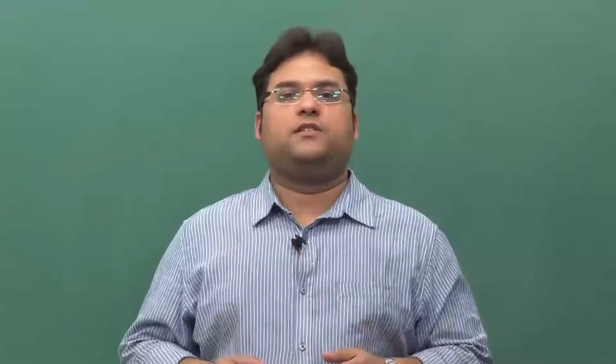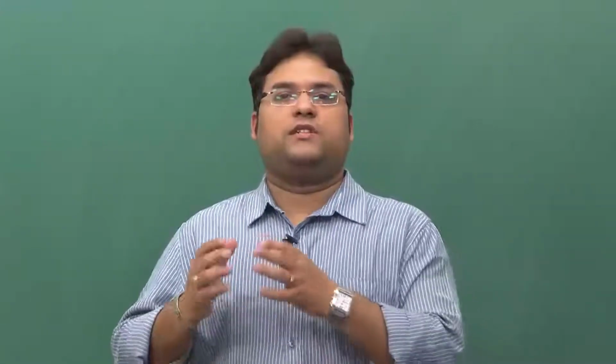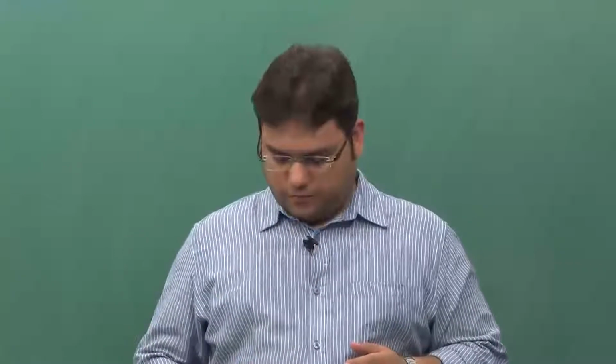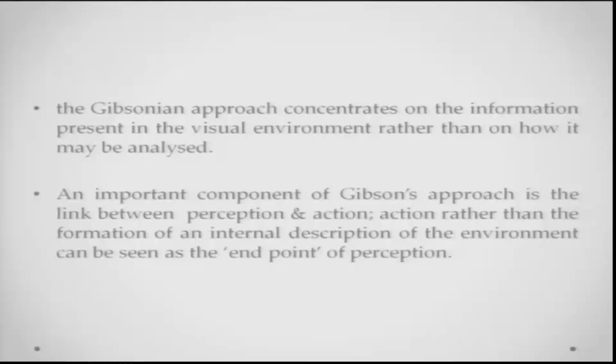So J.J. Gibson basically believed that the mental representations we construct in perception are entirely made out of the sensory experience delivered by each of our senses. We are talking more specifically about visual perception. The Gibsonian approach concentrates on the information present in the visual environment rather than how the brain or the mind operates upon it. An important component of Gibson's approach is the link between perception and action. He believed that action, rather than the formation of an internal description of this environment, should be seen as the endpoint of perception.